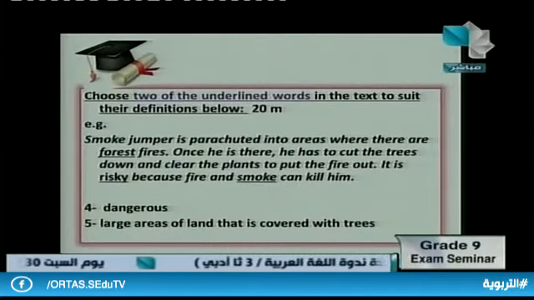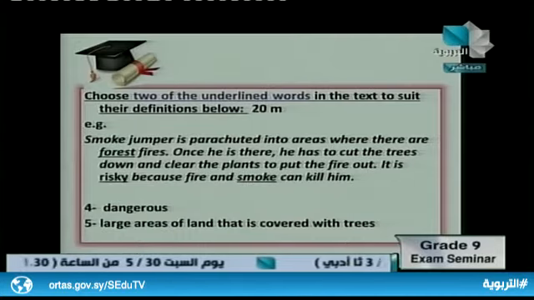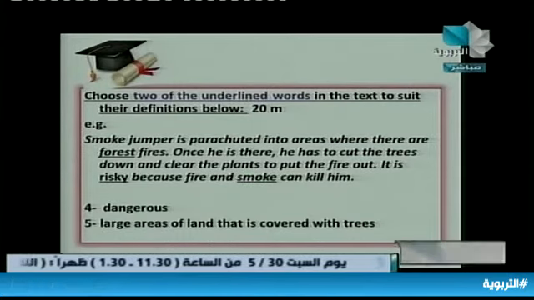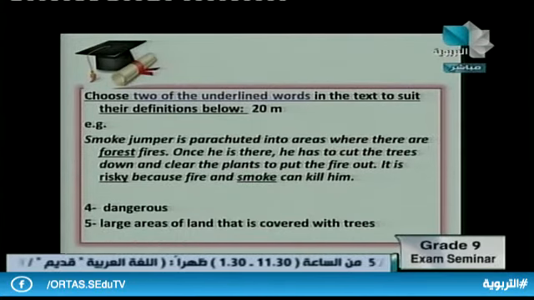Now what about number 5? Large areas of land that are covered with trees. Here we are left with forest and smoke, so the correct answer is forest. Now, Mrs. Suhair, while I am reading, for example, I may forget the meaning of the word risky. Is it a problem for me as a student?